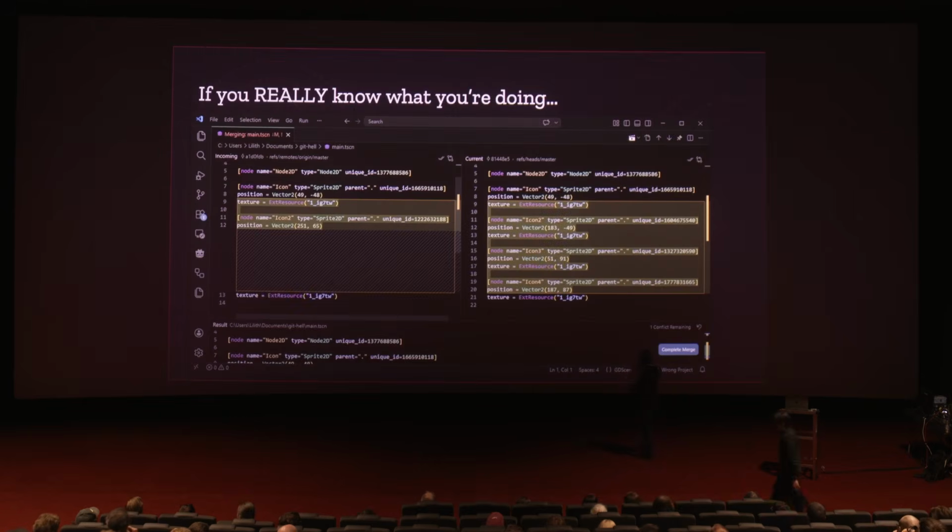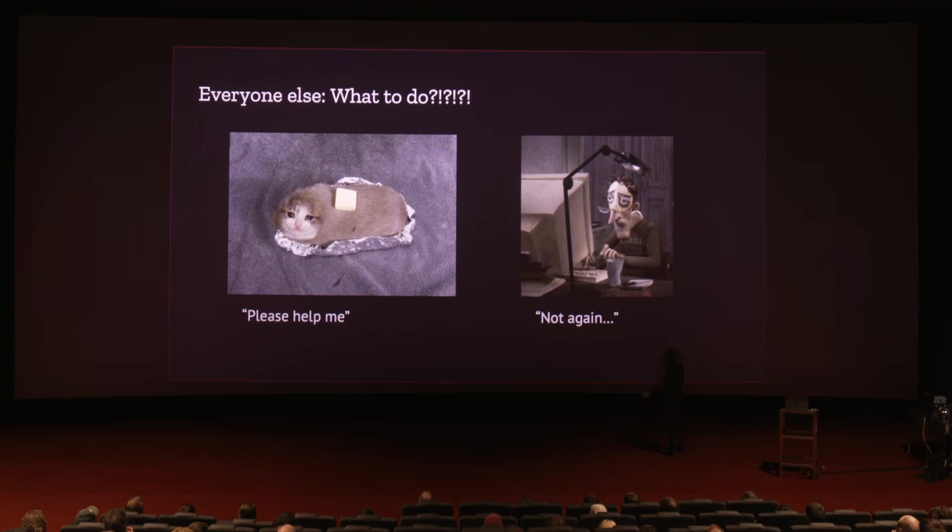Now, if you really know what you're doing, you can fall back to a text editor that supports git merge metadata. This is Visual Studio Code, and you can see the different changes that we've made. In this case, there's not that many changes. We just added some nodes. But as you make larger and more complicated changes with resources and assets, this becomes very difficult to merge by hand. But most people aren't going to know what to do.